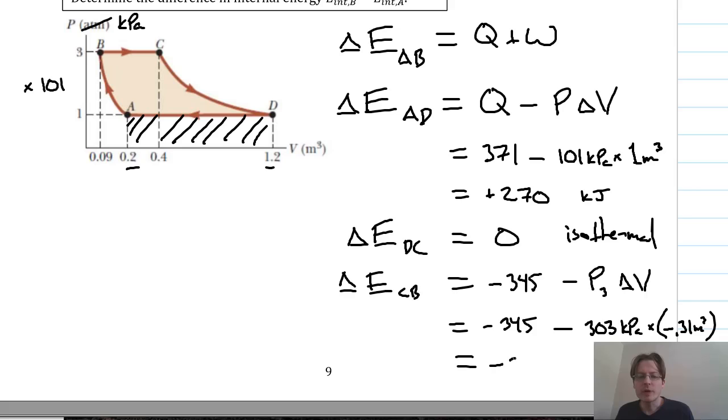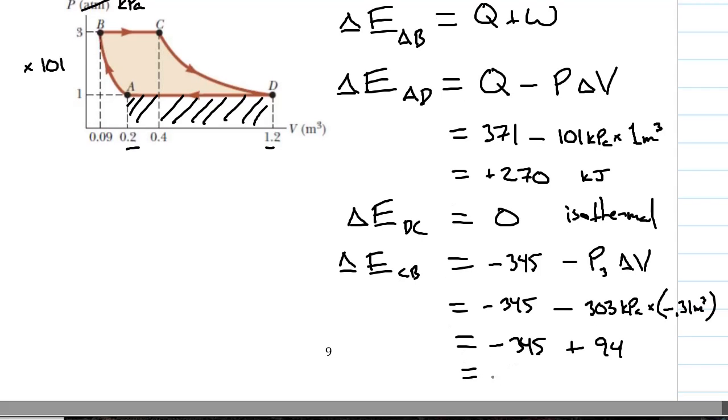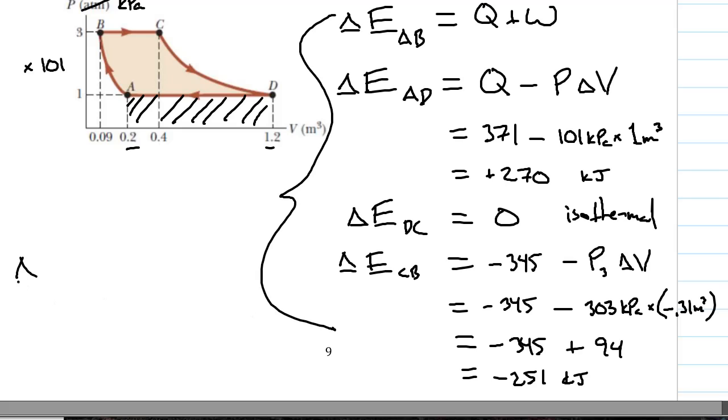That's negative 345. Heat taken out of the gas plus 94. That's energy put into the gas since it's being compressed from C to B. That's a total change in energy, which is negative 251 kilojoules. Of course, we want from A to B, which is the total along these three legs, the total change in energy all the way around from A to B comes out to be just plus 19 kilojoules.